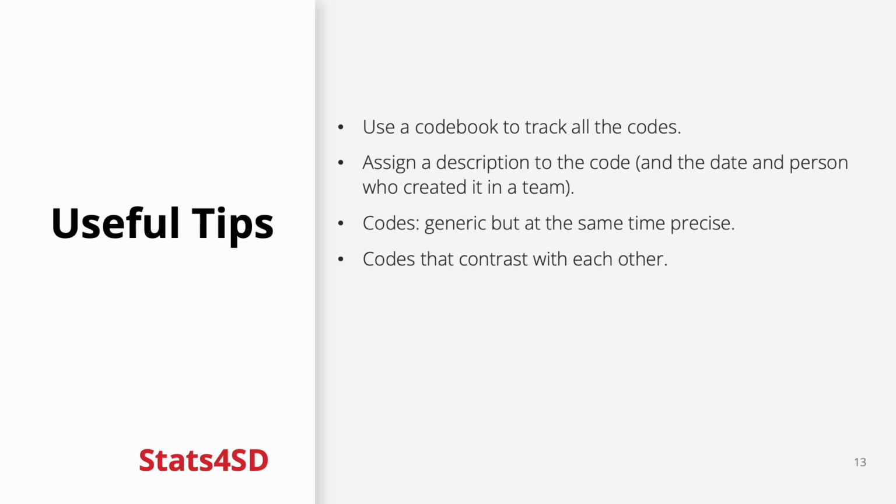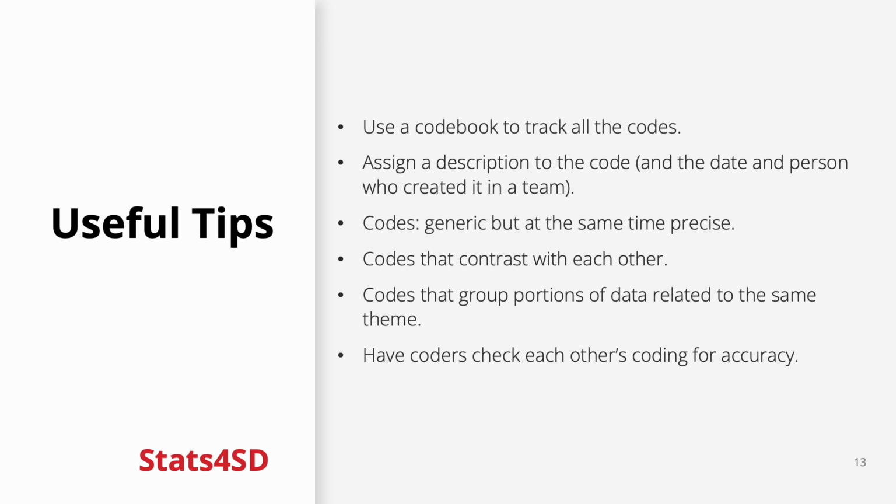It is helpful to have codes that contrast with each other, with a view to having the positive and negative aspects of a topic or theme. Codes should group portions of data related to the same theme. And when there are more than one coder within a team, it is good practice to have them check each other's coding to ensure accuracy.